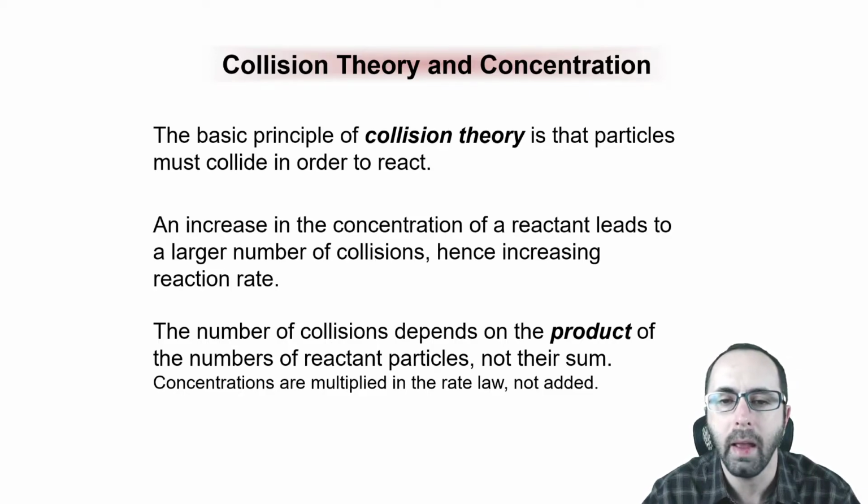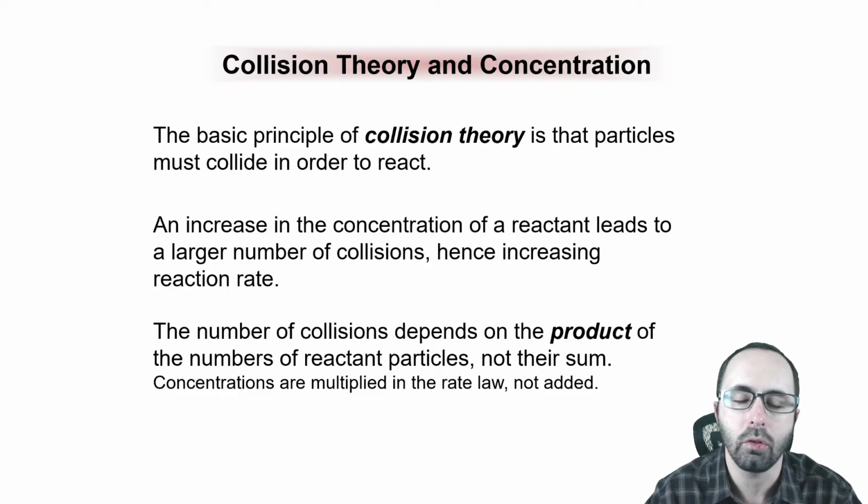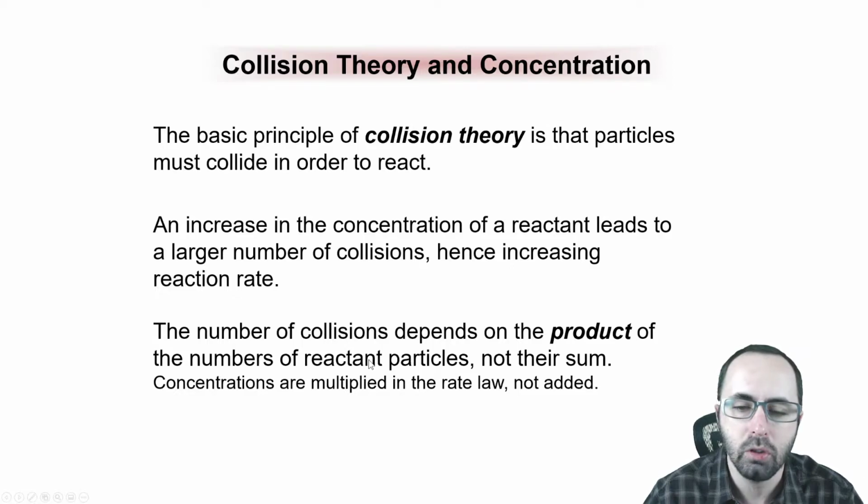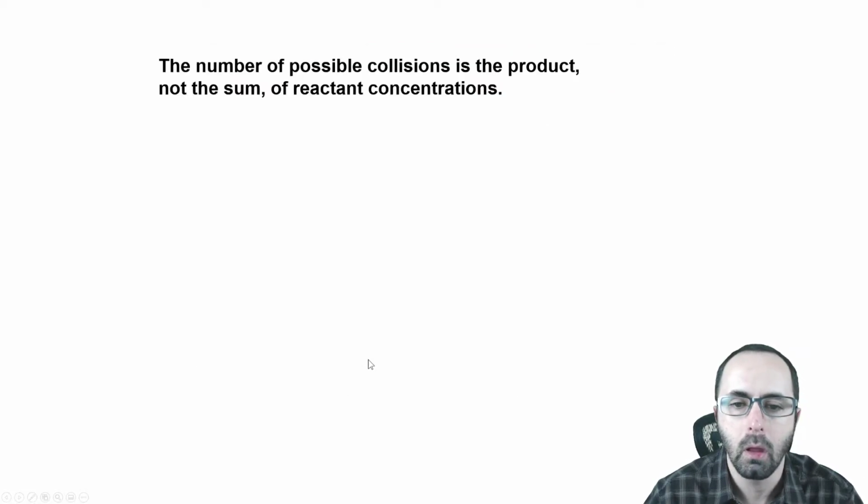It's important to note that the number of collisions depends on the product of the number of molecules. This is why we multiply the concentrations in the rate law. And so instead of adding them, you may have wondered that if we have more of this other reactant, if we have twice as much, we'll have twice the reaction speed because we're multiplying here. Let me show you what I mean with a picture.